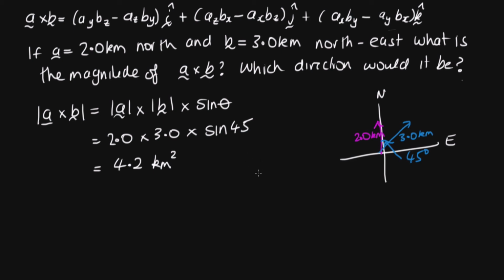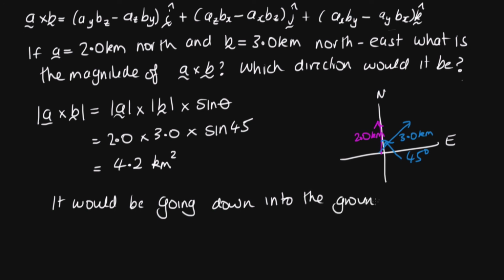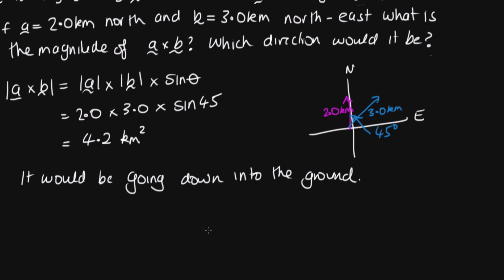Now, the next part is really a bit of a trick question. Which direction would it be? Okay, so use your right hand rule, point it in the direction of the pink one, curl towards the blue one. You can see your thumb points into the screen. So this vector would actually be going down into the ground. So north, east, southwest is one plane, and our cross product is perpendicular to this plane. So if our plane is the surface of the earth, then perpendicular to that plane is down into the earth.